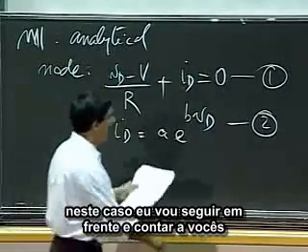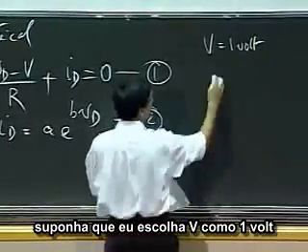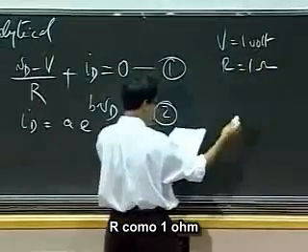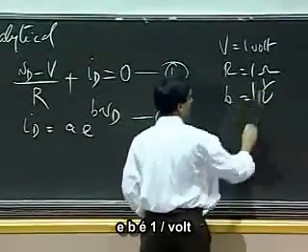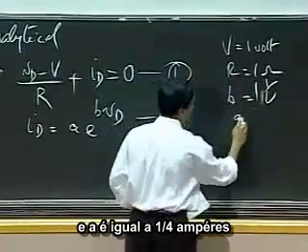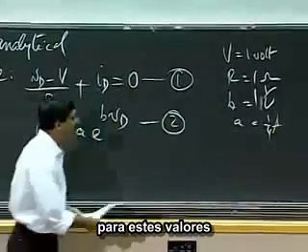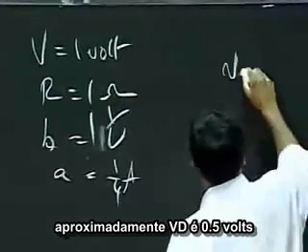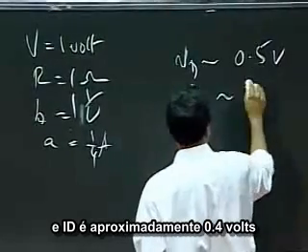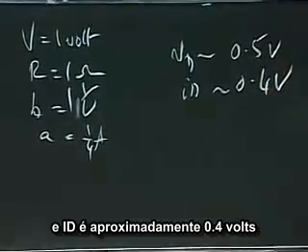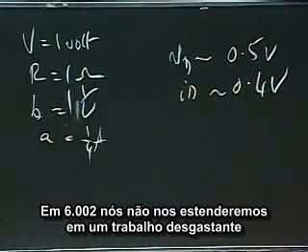In this case, I'll just go ahead and tell you. Suppose I choose V is 1 volt, R is 1 ohm, B is 1 over volt, and A is 1/4 amps for those values. Approximately VD is roughly 0.5 volts, and ID is roughly 0.4 amps. You can do this using trial and error or other methods.